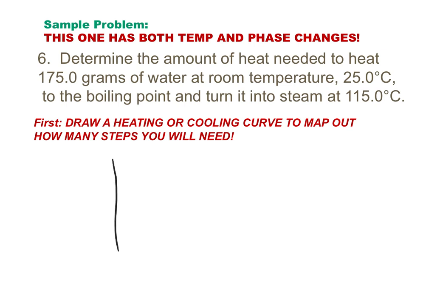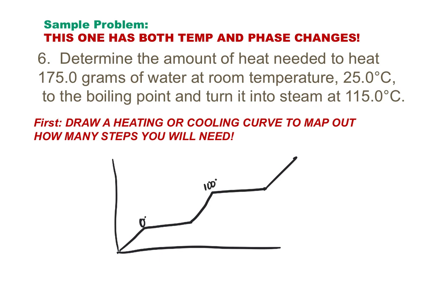So before we break through this problem, think about a heating and cooling curve. We know 0 degrees is here. We know 100 degrees is here. So in this problem, it's telling me that I have 175 grams of water. I have it at room temperature to start. So room temperature is right about here. So that's 25. Okay, I'm actually going to mark that in a different color. I think that'll make it easier. So that's 25 degrees Celsius.